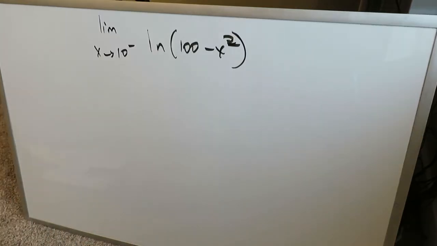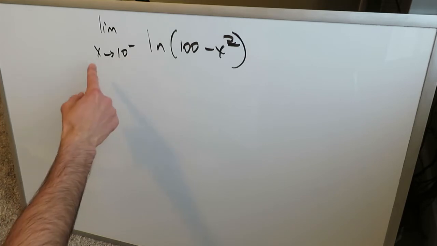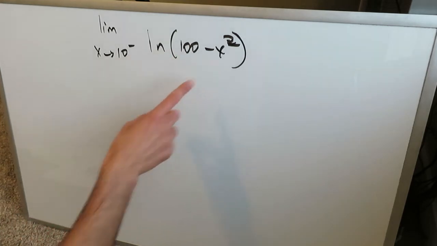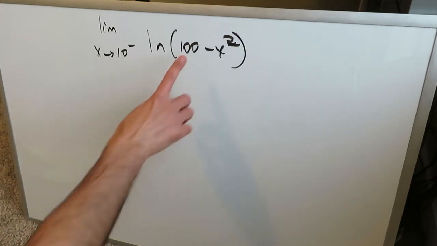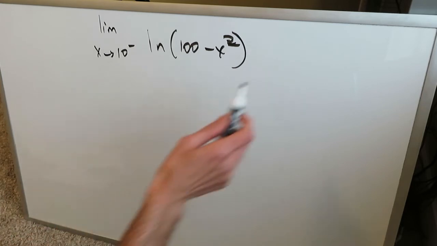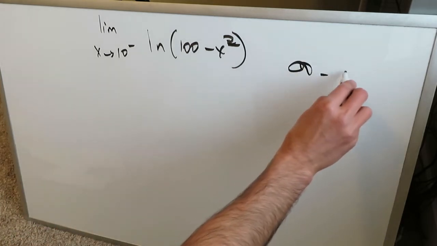For this question over here, the limit as x approaches 10 from the left of natural log of 100 minus x squared. Do not confuse the presentation of this as being an indeterminate difference form, because it isn't.